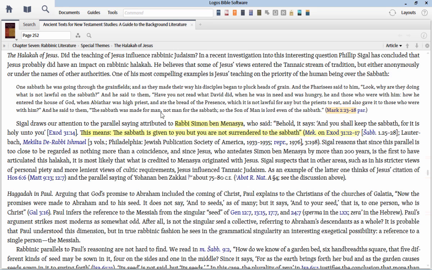The Sabbath was made for man, not man for the Sabbath. The Sabbath is for our blessing. We are not surrendered to the Sabbath. We are not given over to the Sabbath. The Sabbath is given to us.